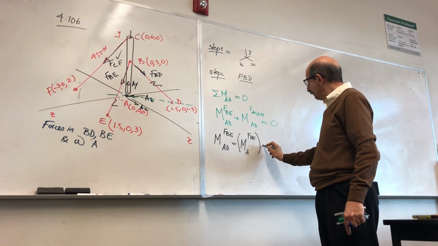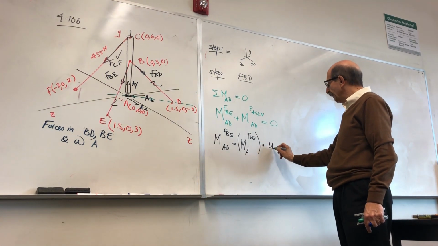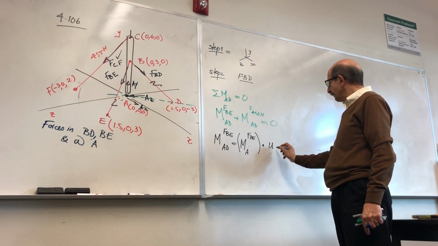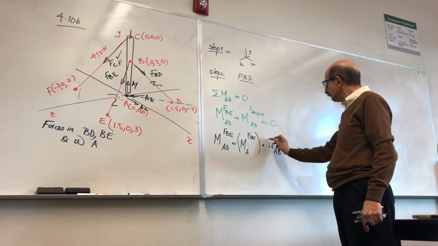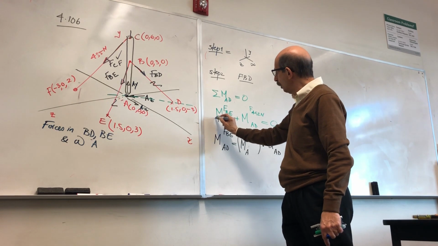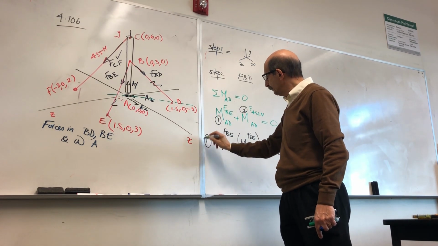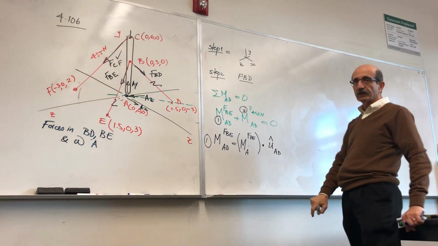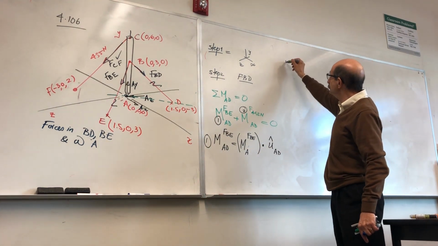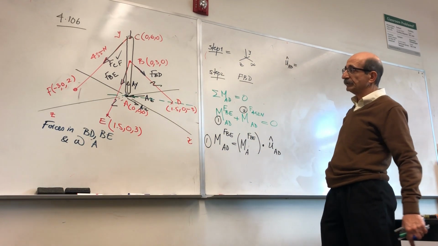And then I need to find the dot product of that and the unit vector of AD, right? So let me put this as 1, this is 2. So this is part 1. But then you have to break this down. First of all, you need to set up the unit vector of AD, which is not difficult.